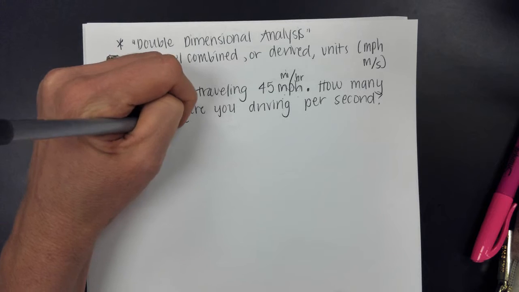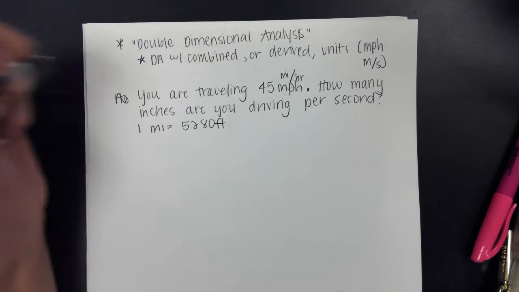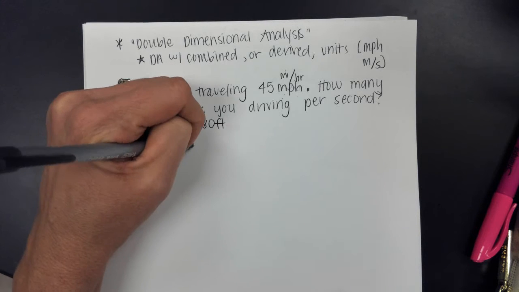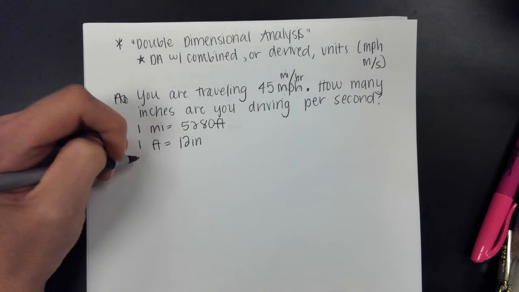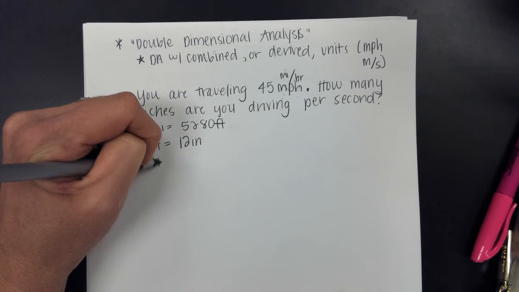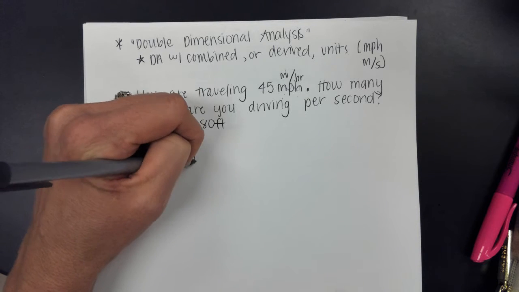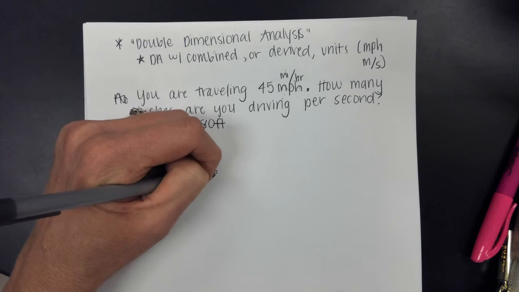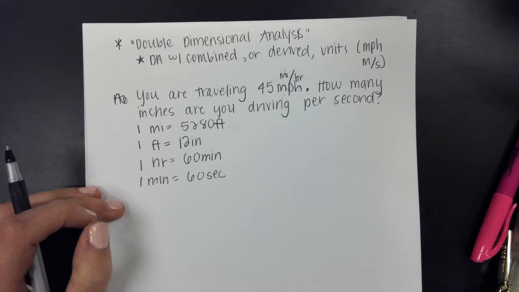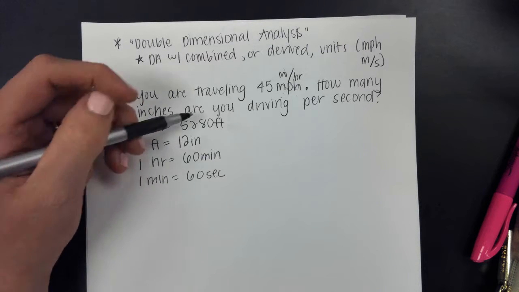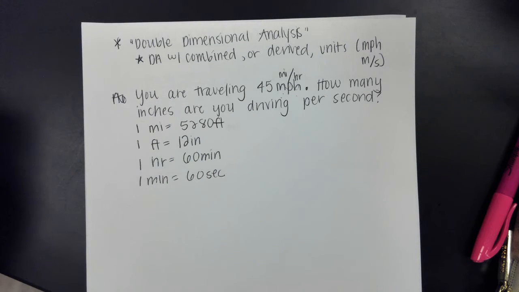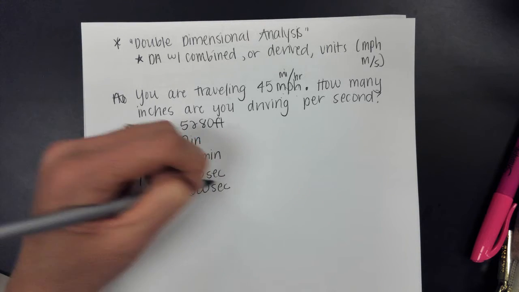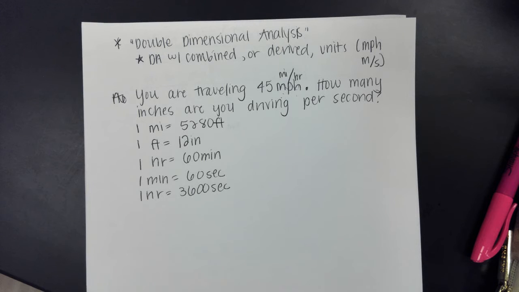I'm going to give you some conversions that you might need. 1 mile equals 5,280 feet. 1 foot equals 12 inches. 1 hour equals 60 minutes, and 1 minute equals 60 seconds. You know most of those, but I just want you to get used to the fact that sometimes you'll be given these and you can look through them to see what you need. I'm also going to give you 1 hour equals 3,600 seconds. So you have to kind of pick which one you want to use.